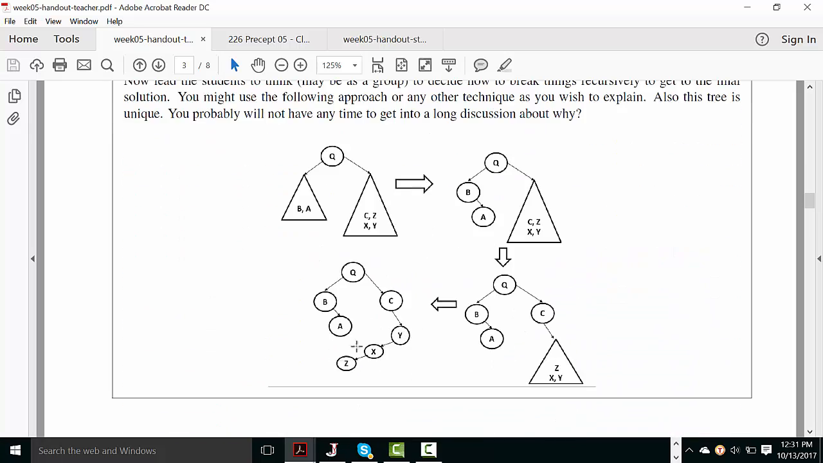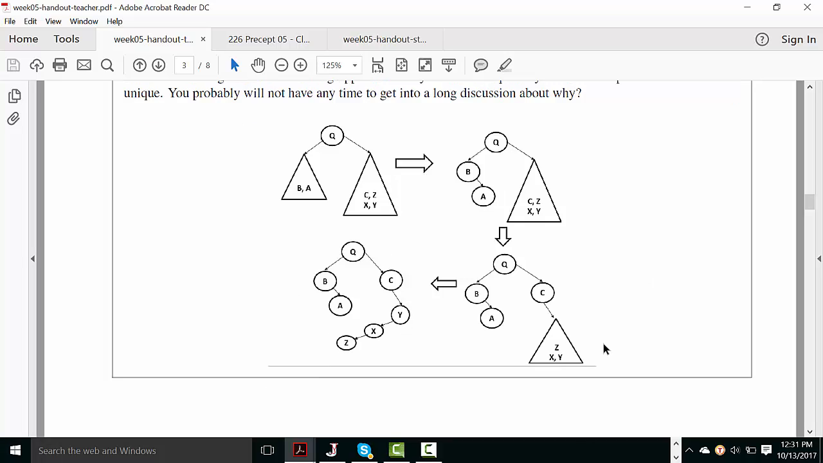And then similarly, you can argue that the other trees are this. So again, I will ask you to pause the video here and make a note of this and then think about how we got that.